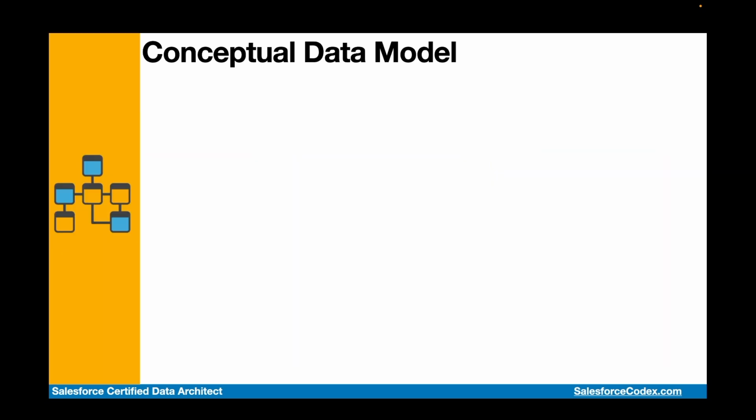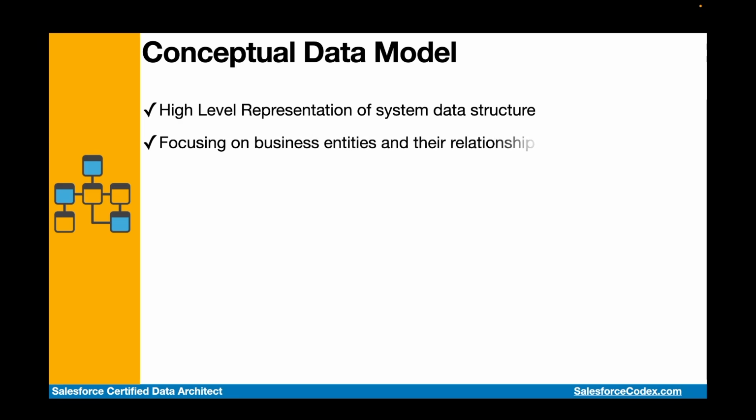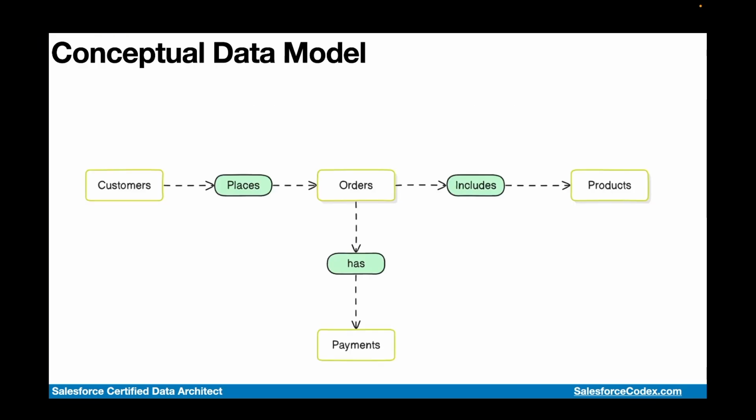Let's understand the conceptual data model in a little bit more detail. A conceptual data model is a high-level representation of the system's data structure, focusing on business entities and their relationships without technical details. It is designed for business stakeholders to understand data flow without database complexity. This is a platform independent data model, so no specific database related design is prepared in this kind of data model. If you see this data model, we have a few entities like customers, orders, products, and payment.